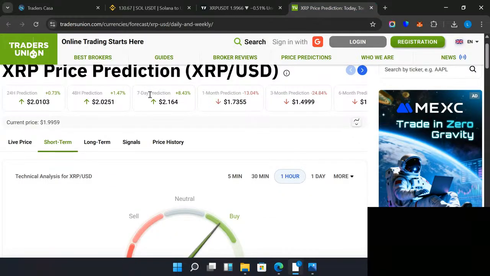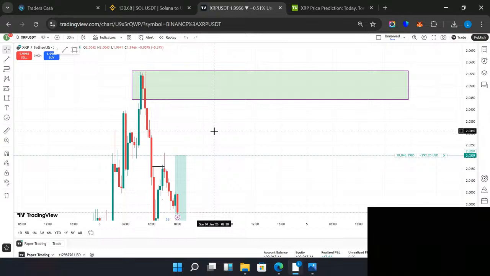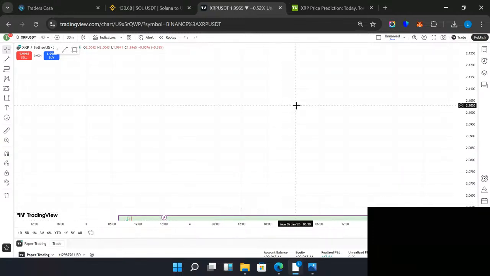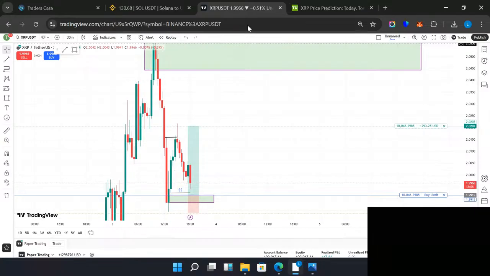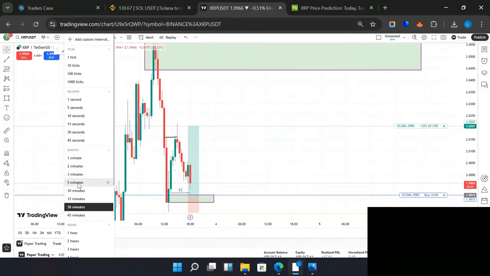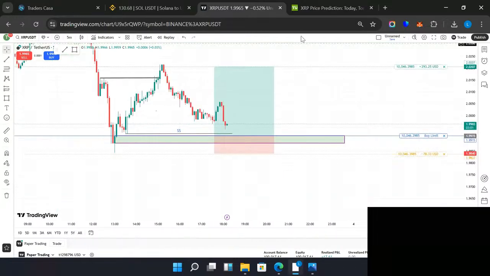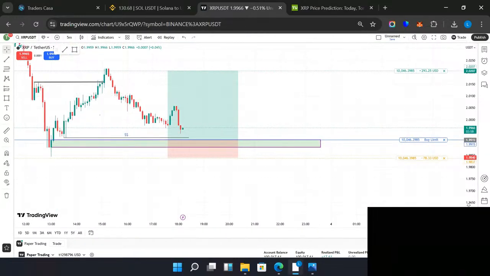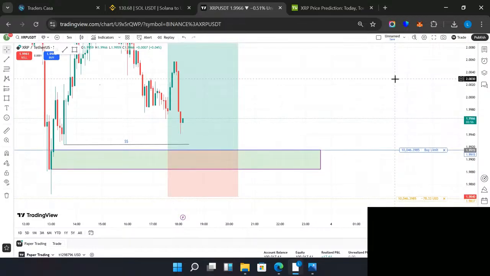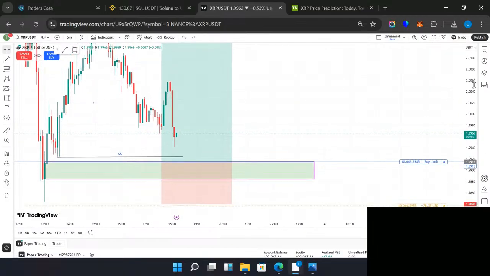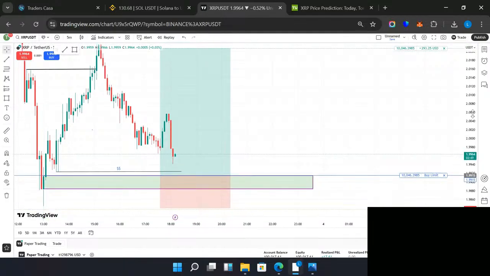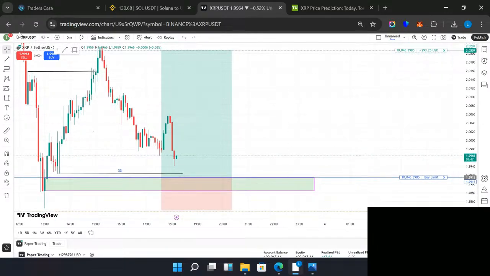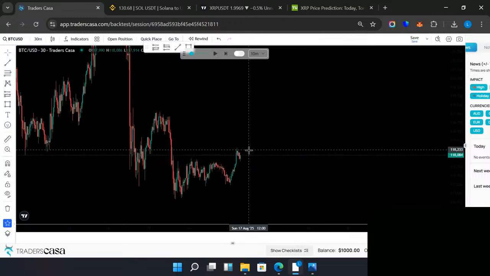See, the 7-day prediction is 2.164, oh my god, till here. So I'm just telling you guys till here. So you guys just see how accurate I am. We are just waiting for this trade. Till then, let me show you.